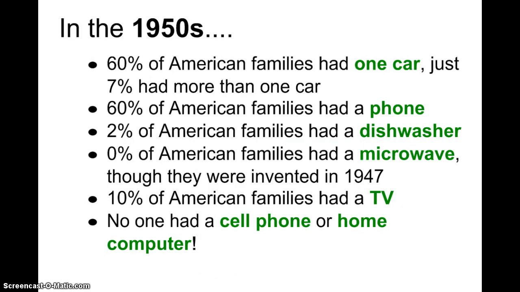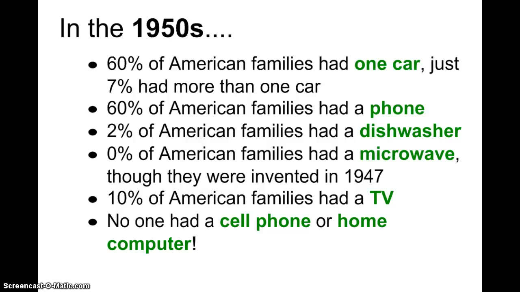And to look at the data here, in the 1950s, 60% of American families had one car, and only 7% had more than one car. Now, almost all American families have a car. 60% of American families had a phone. Now we have more phones than we have people, literally.